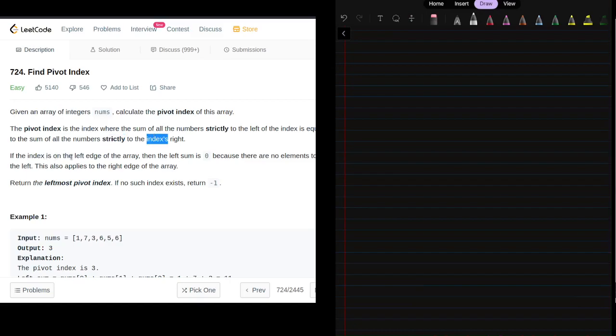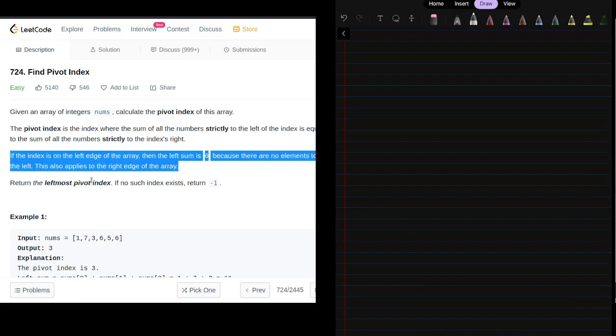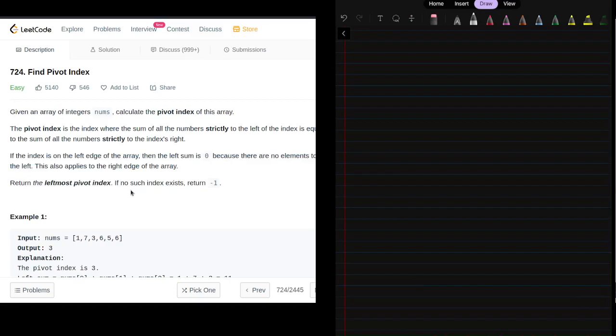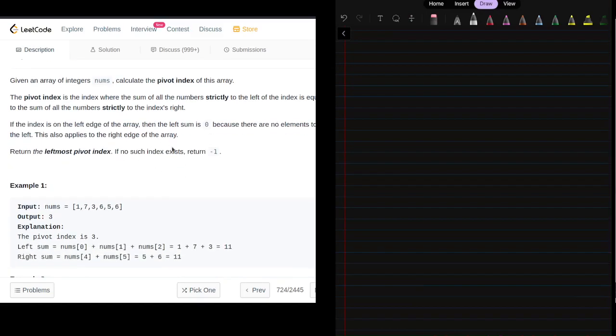If the index is on the left edge of the array, the left sum is 0, because there is no element to the left. This applies to the right edge of the array as well. Okay, so return the leftmost pivot index. If no such index exists, return -1.